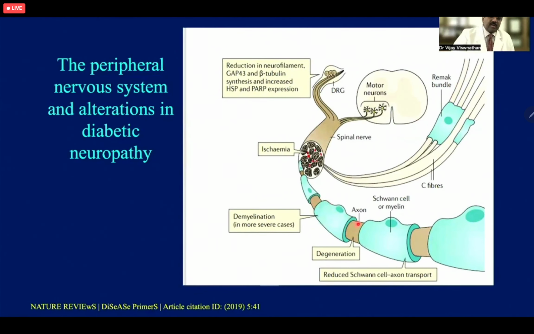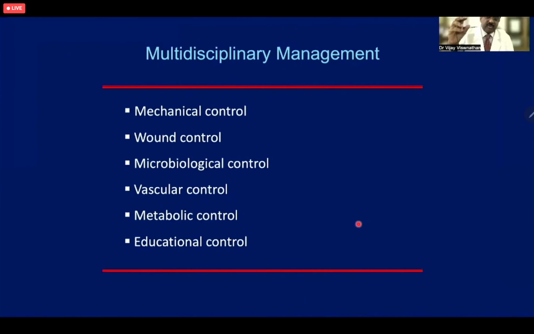Now, once you have a wound, then the focus shifts to a multidisciplinary approach. In the last 5 to 8 minutes, I'll talk to you on what this multidisciplinary approach is. If you have an ulcer, a necrotic lesion, or an ulcerated, infected lesion, then you need mechanical control, wound control, microbiological control, vascular control, metabolic control, and education control. This is also a simple algorithm given by our colleagues in King's College, London.